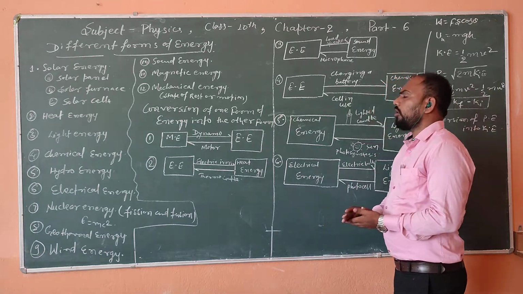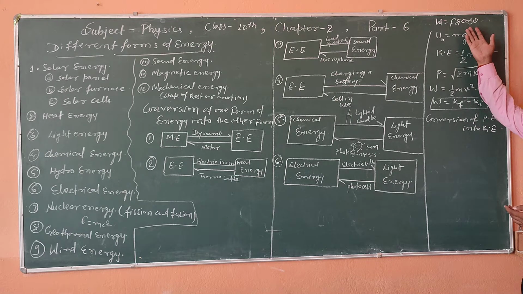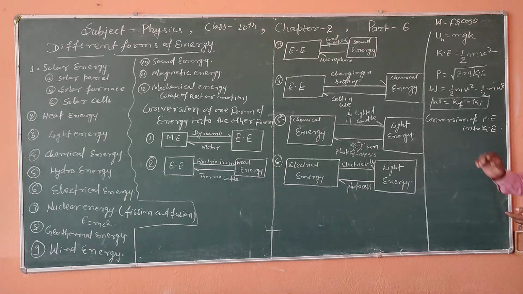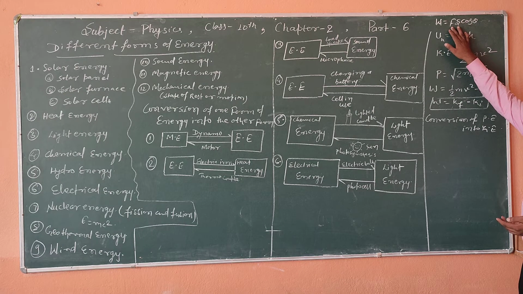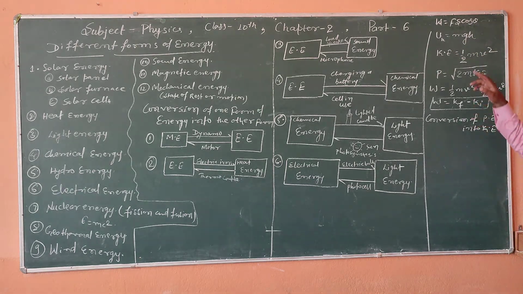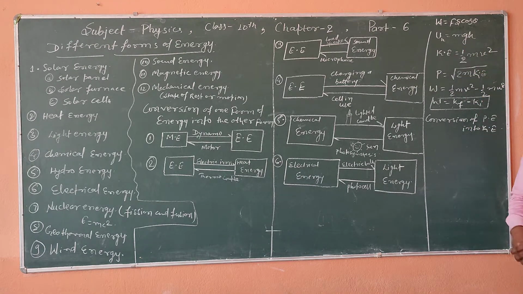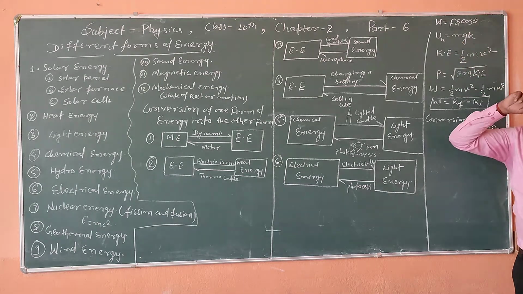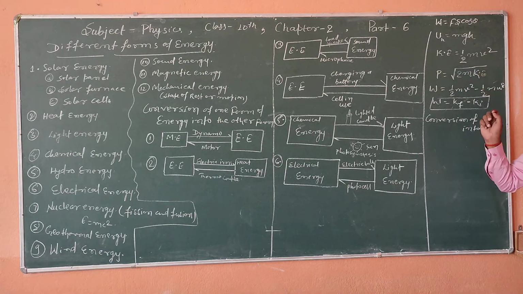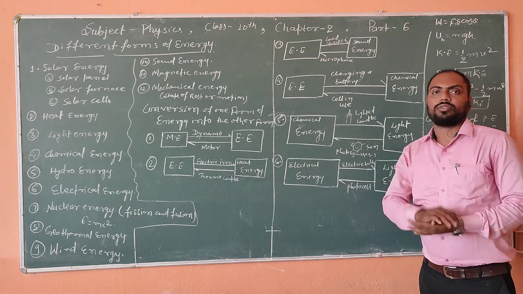In the first video we studied work, that is work is equal to Fs cos theta, where F is the force, S is the displacement, and theta is the angle between force and displacement. In the next video I taught you potential energy, mgh. m is the mass of the body, g is acceleration due to gravity, and h is the height of the object from the earth's surface where it is.